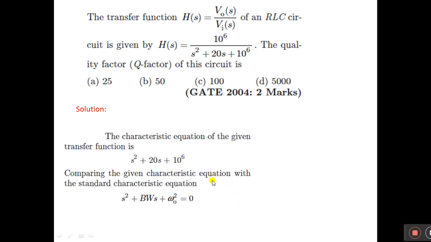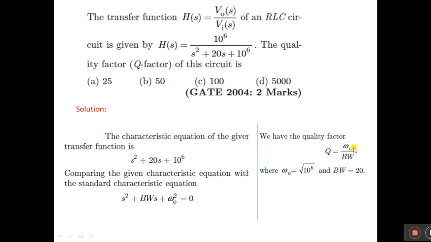So by comparing the characteristic equation with the standard equation of an RLC circuit, this is a previous derivation, the standard one, s square, this is bandwidth, this is omega naught square. So we know the formula for quality factor. The question is asking us to calculate the quality factor.